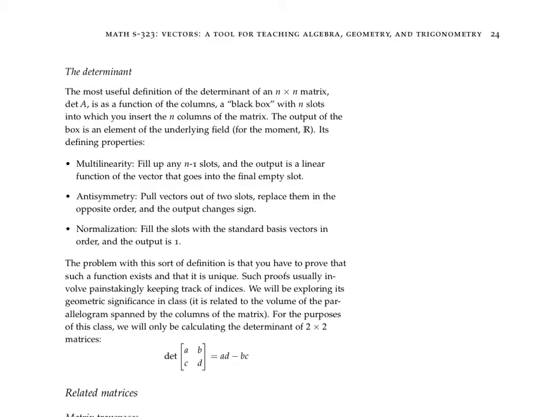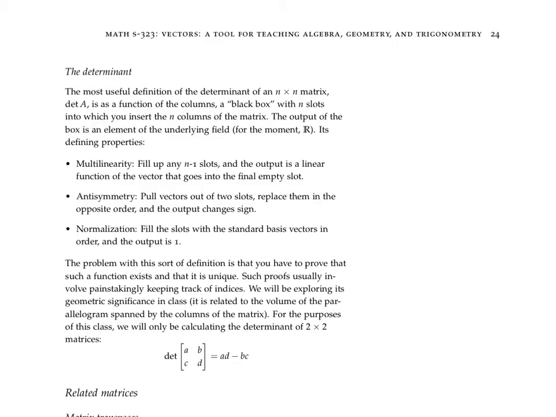So the problem with this sort of definition is that you usually have to prove that this function exists and that it's unique. They're normally just terrible types of proofs that really keep track of indices, but we'll be exploring its geometric significance in class. It's related to the parallelogram that's spanned by the columns of the matrix, but for our purposes, you can just believe me that the determinant is unique and that it exists.